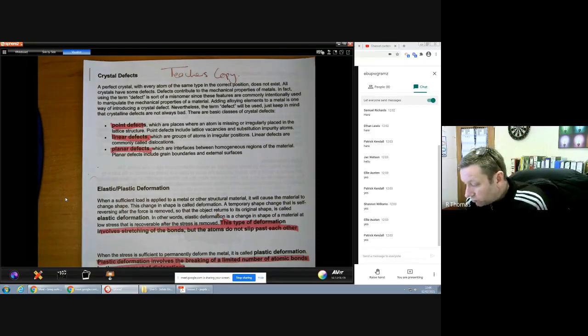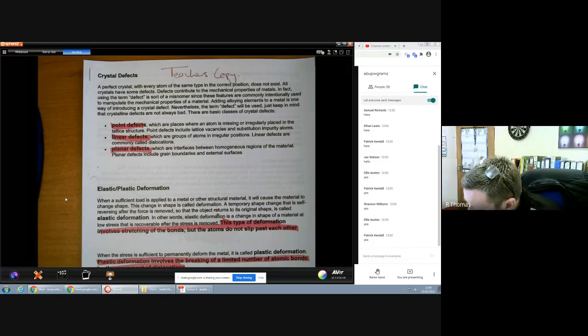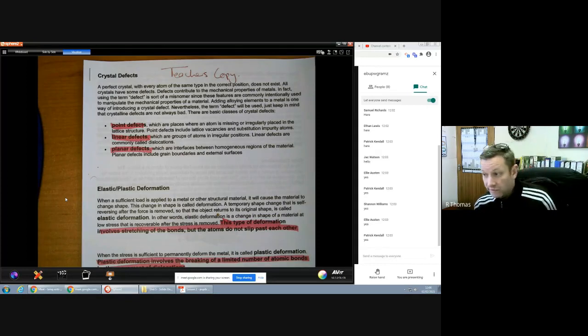And these defects contribute to the properties of the metal, such as its melting point or breaking stress, etc. And then it says, using the term defect is a sort of misnomer, since these features are commonly intentionally used to manipulate the properties of the material. Okay, so engineers will put defects into certain materials to make them have certain properties, right? And when you put two materials together, of course, especially metals, that's called an alloy. And that will very much affect its stretchiness, bendiness, melting point, etc.